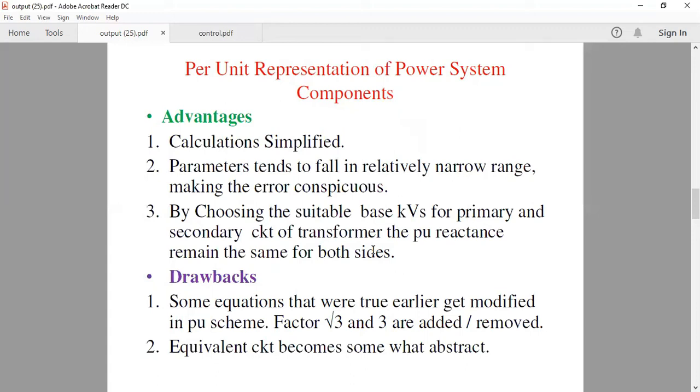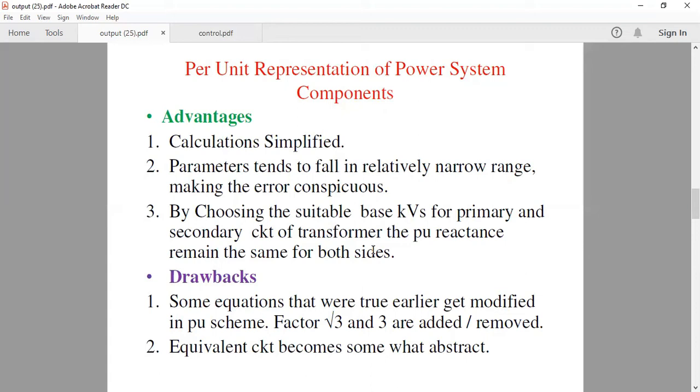By choosing the suitable base kVs for the primary and the secondary circuit of the transformer, the per unit reactance remains the same for both sides. As already we have seen this and we have calculated the per unit reactances based on the primary circuit or based on the secondary circuit. So with the help of this technique, it will also be convenient for the analysis purpose. Now let's see the drawbacks of the per unit representation of the power system components.